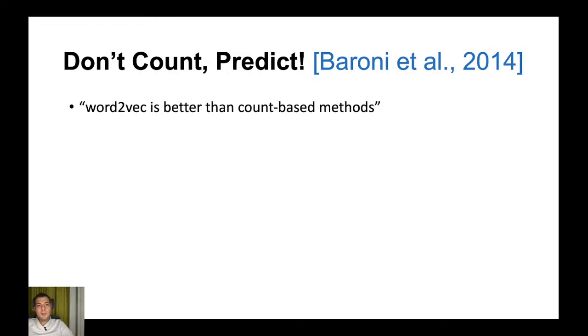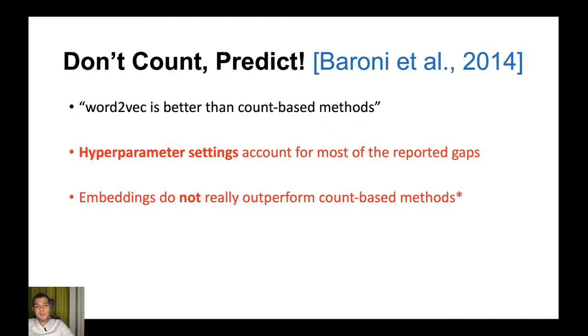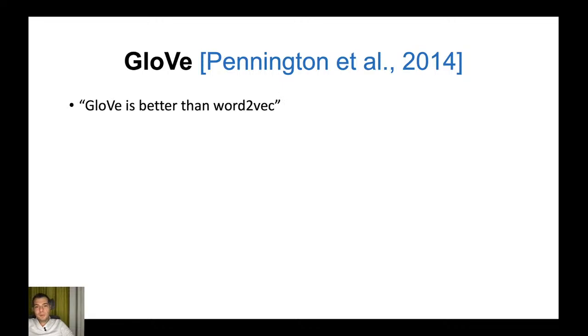So in this paper by Baroni et al, they claim that word2vec is better than count-based methods. So actually the right conclusion is that the hyperparameter settings account for most of the reported gaps. So it's not the algorithm that provides better results, it's just that the hyperparameter settings that were introduced along with it help the model obtain better results. The embeddings do not really outperform count-based methods, so they obtain similar results. There seems to be only one exception, which is for one of the methods.